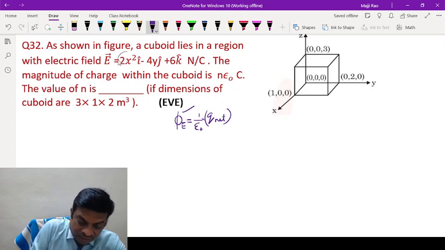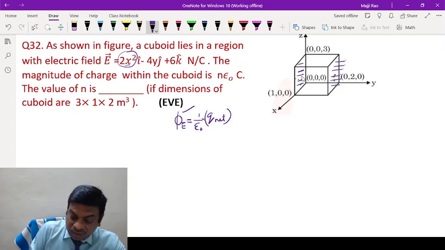As you can see, the x component of electric field is a variable. So accordingly what we can do, we have to find the electric field here in this face and in this face, so that we'll add them to get the total electric flux through these two surfaces. So here x is equal to 0. Remember, the x component of electric field is 2x square. So here x is 0, so here electric field is 0.